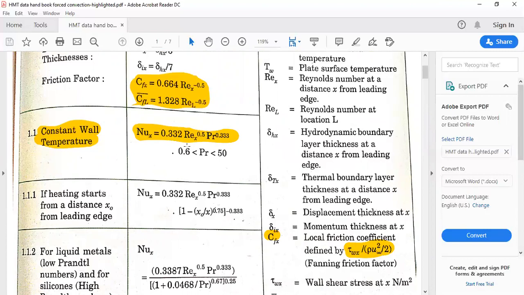So k is also obtained from the properties table. So h is equal to Nusselt number into k divided by characteristic length. Length is nothing but your x here.